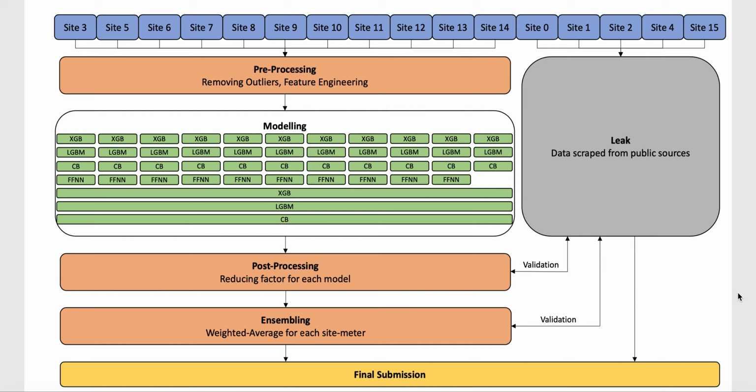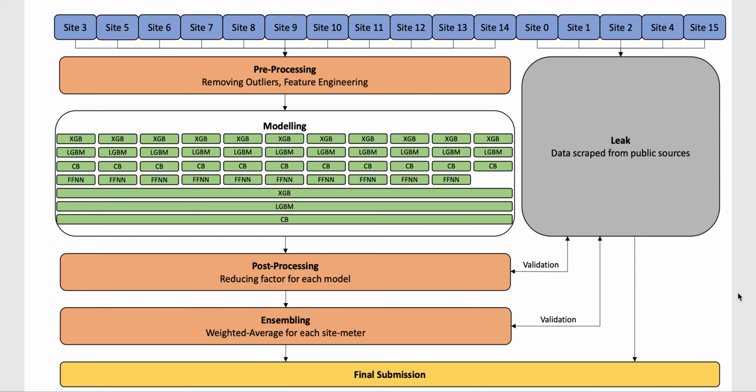Unfortunately, for sites 0, 1, 2, 4, and 15, the meter readings for the test dataset were publicly available. Thanks to some of the Kagglers who were kind enough to scrape this data and share it publicly on the forums, it helped make the competition fair and give everyone equal access to the leaked data. But for sites 3 and 5 to 14, we followed a standard flow.